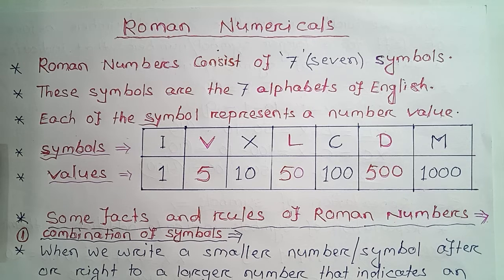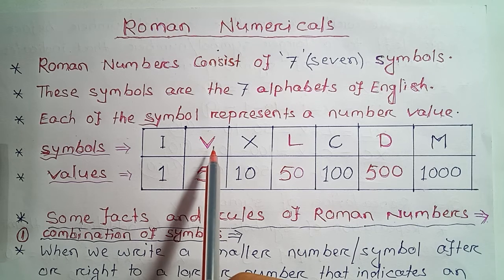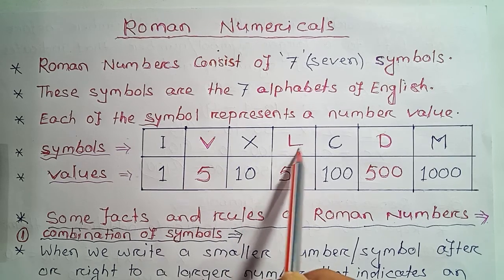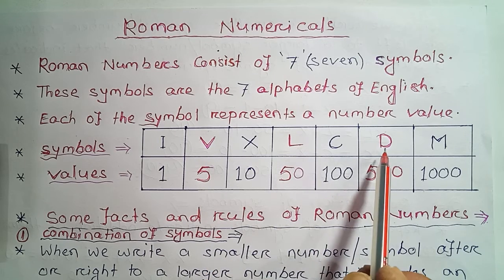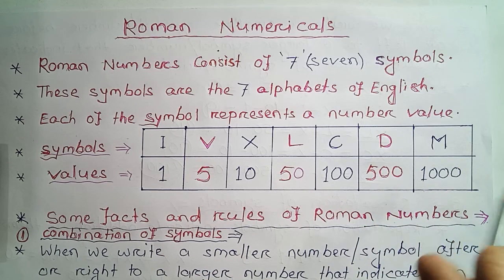Now we will learn up to 1000, and after it we will learn above the number of 1000. So I have written 3 symbols and the representing number values, that is V, L and D, in red color, because these 3 symbols have some special rules. About that I will tell you later in our lesson.